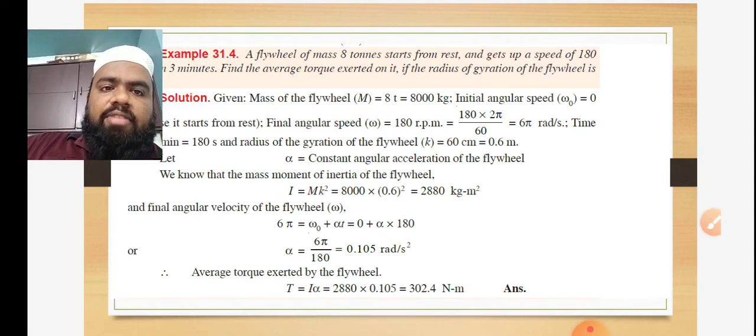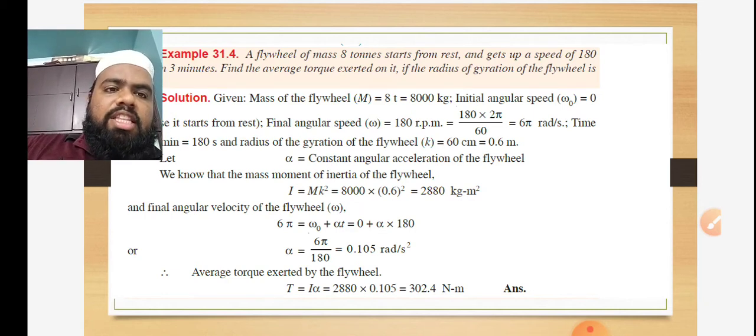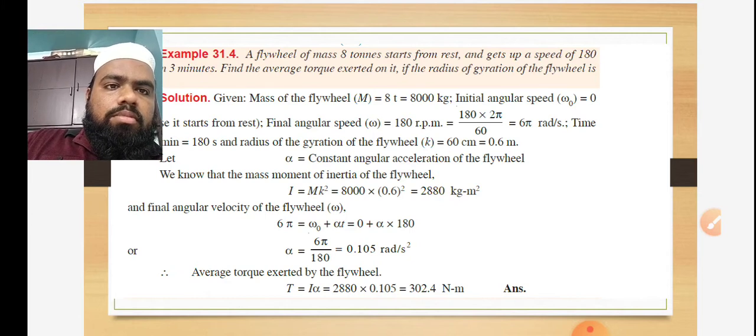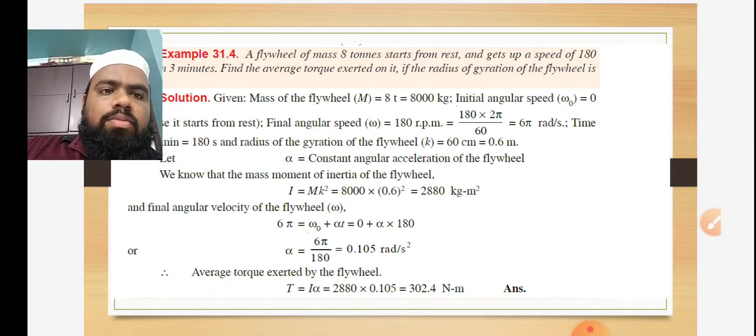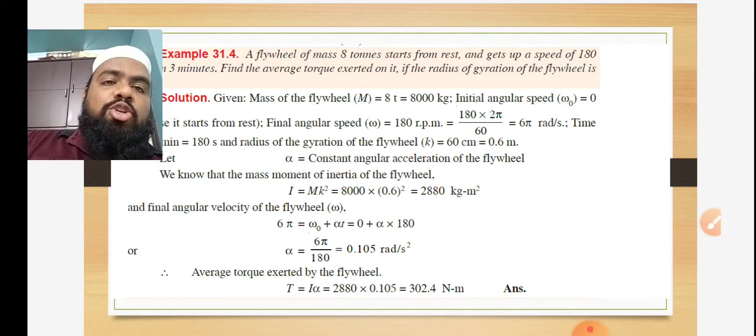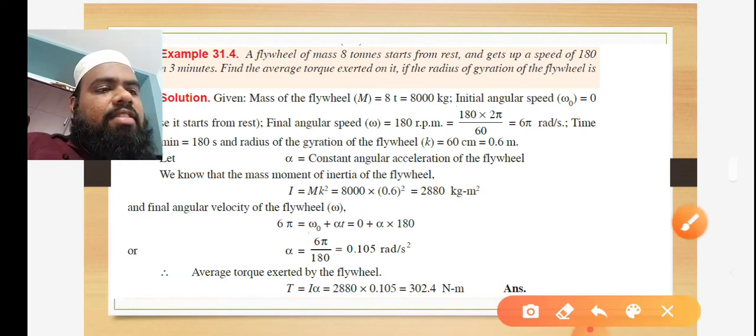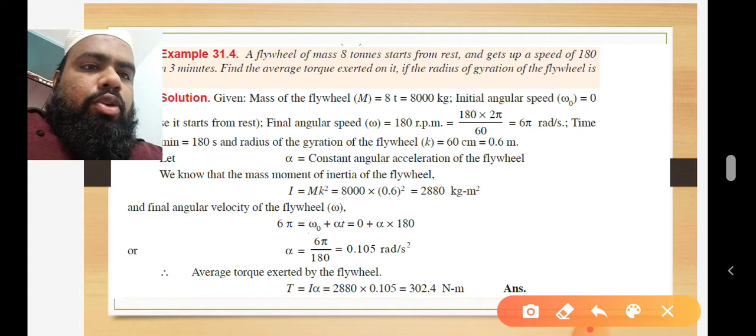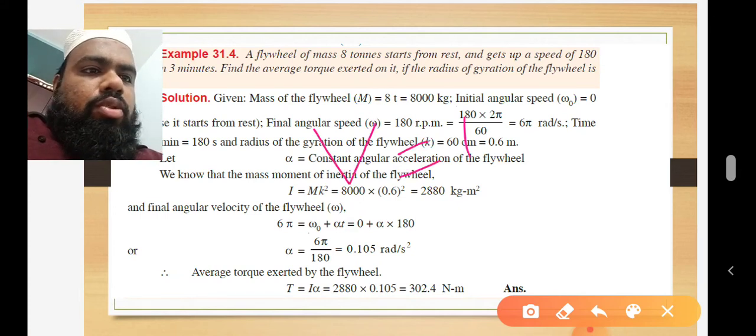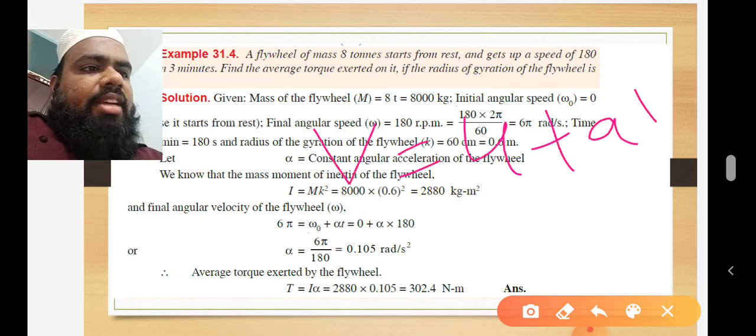And the final angular velocity of the flywheel, omega, that is v is equal to u plus at. V is equal to u plus at. So now v is equal to u plus at will be converted, concentrate on this point. V is equal to u plus at.